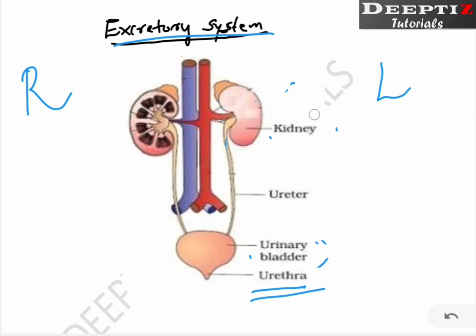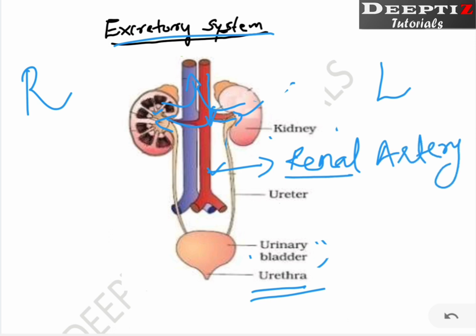Now you can see there are two blood vessels here, right? One blood vessel is actually taking the blood to the kidney, right? It is giving blood to the kidney. Another one is taking blood back from the kidney. This you have to remember, one set of blood vessels. So this red one is termed as renal artery.